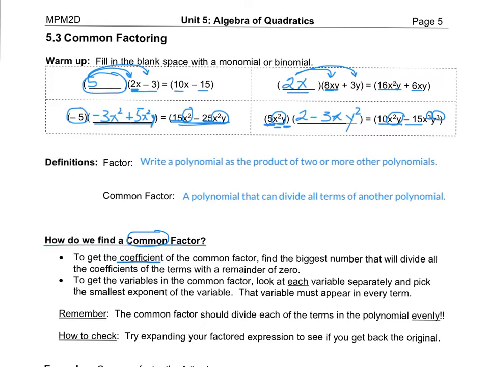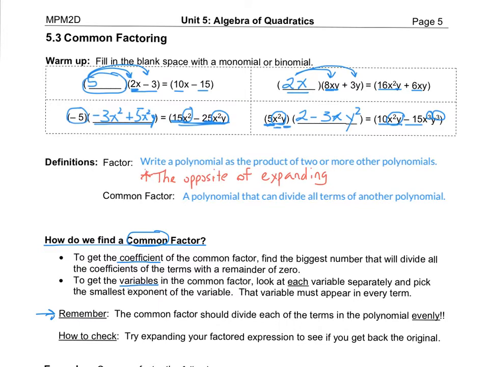And to get the variable part of the common factor, look at each variable separately in the polynomial and pick the smallest exponent of the variable. That variable has to appear in every single term in order for it to be common. So remember, the common factor should divide each of the terms of the polynomial evenly, and you can always check to make sure that you've done it correctly by expanding, working backwards, your factored expression to see if you get back to the original. So factoring really is the opposite of expanding.